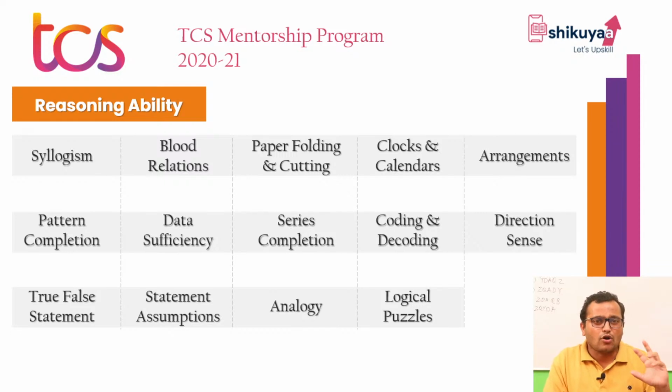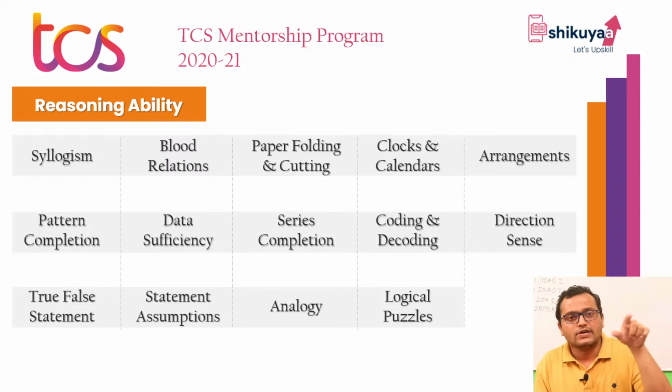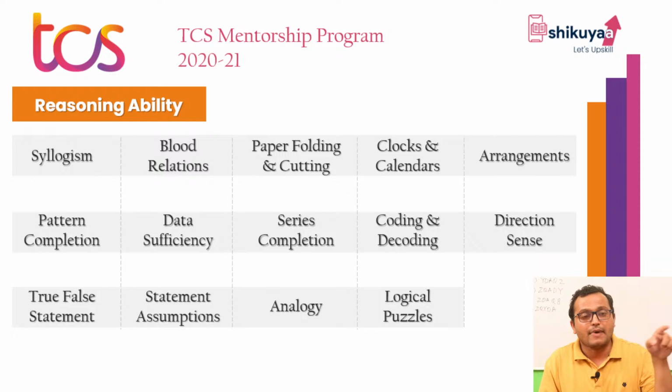Now according to the combination of 2 topics, blood relation and arrangement is the first one, and another is coding and decoding and direction sense. They will ask either this blood relation arrangement or coding and decoding direction sense. Now in this topic, coding and decoding and direction, they can combine these 2 topics, like exclamatory mark coded as south, question mark coded as north, plus coded as east, minus coded as east.